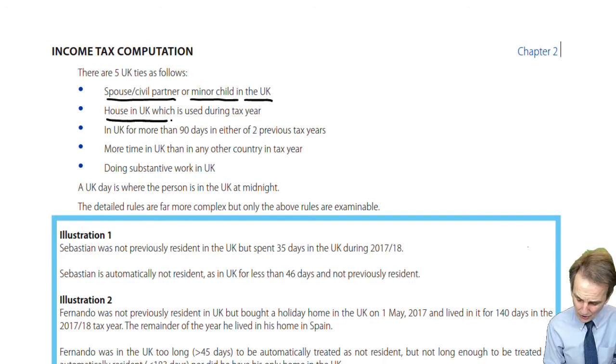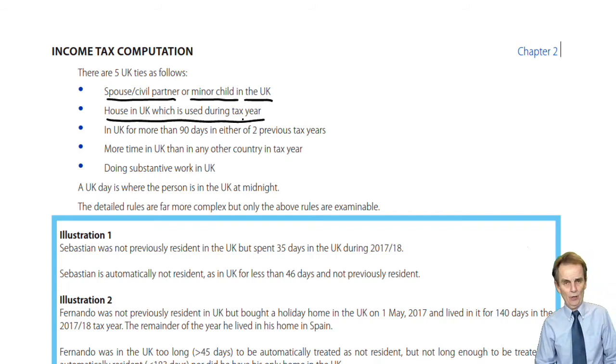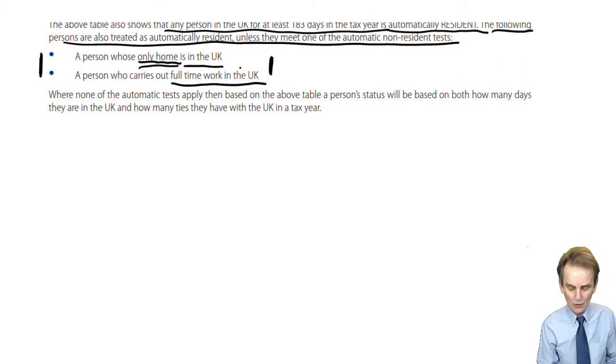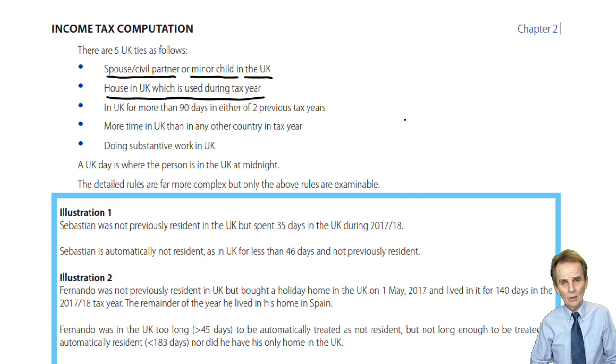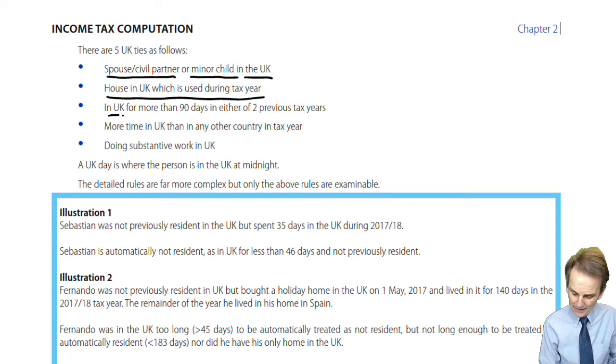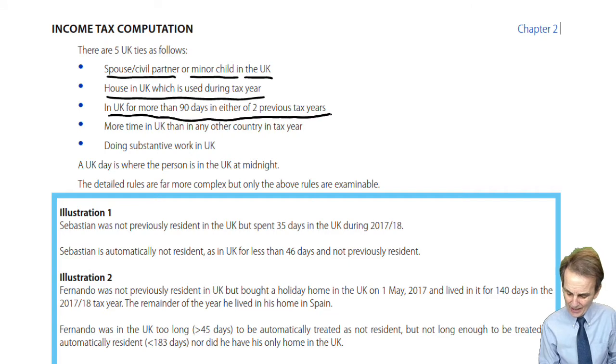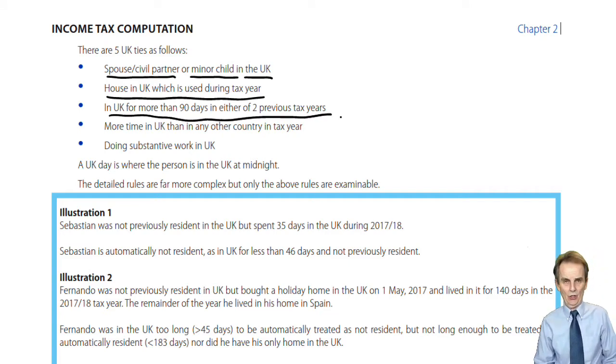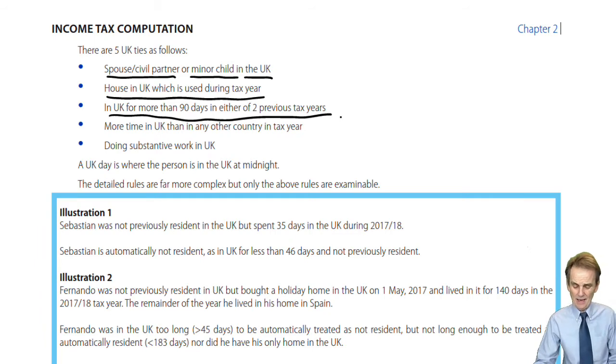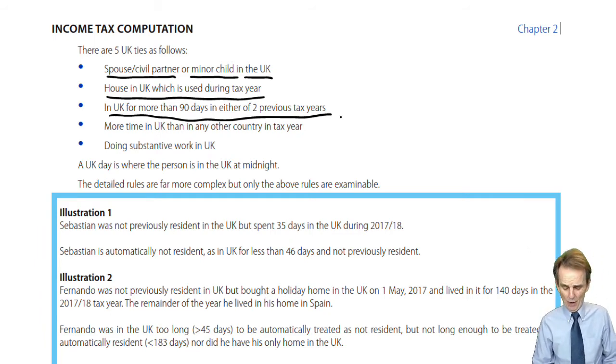If you have a house in the UK which is used during the tax year, obviously if your only home is in the UK, then this is not about a ties test, you're automatically UK resident. So you may have someone, of course, who's got both property in the UK and properties overseas as well, so it's not their only home. If they have such a house in the UK, that is a tie to the UK. Next one, if in the UK for more than 90 days in any of the 2 previous tax years. Again, a statement of fact. In the 2 previous tax years, were they in the UK for more than 90 days? That would represent a tie.